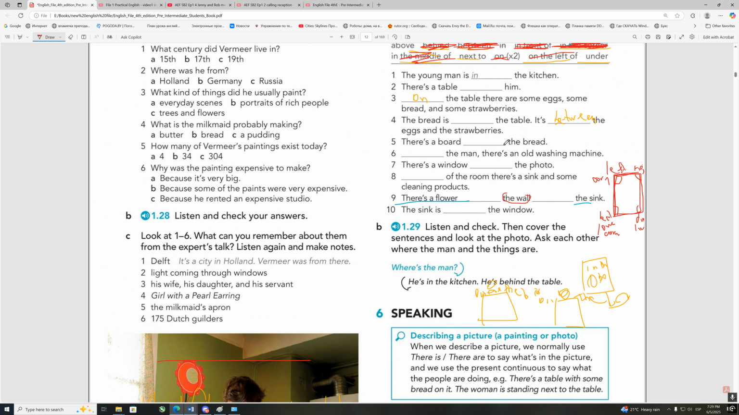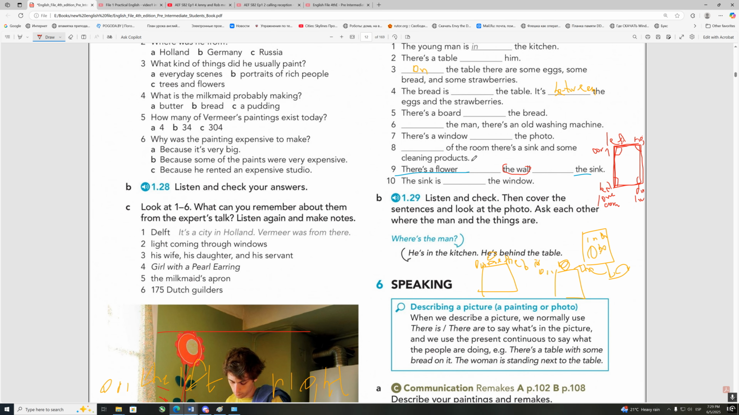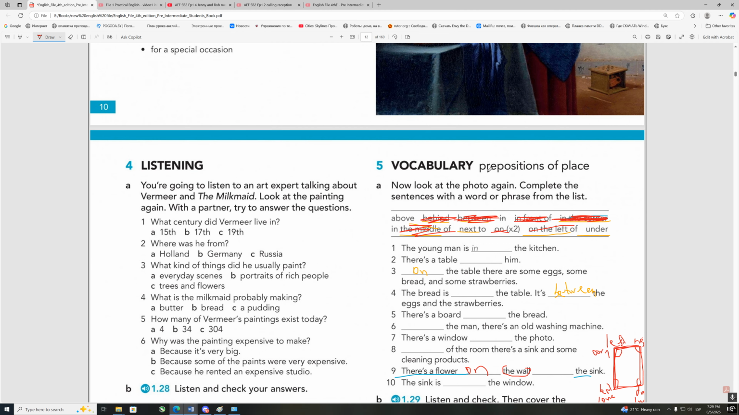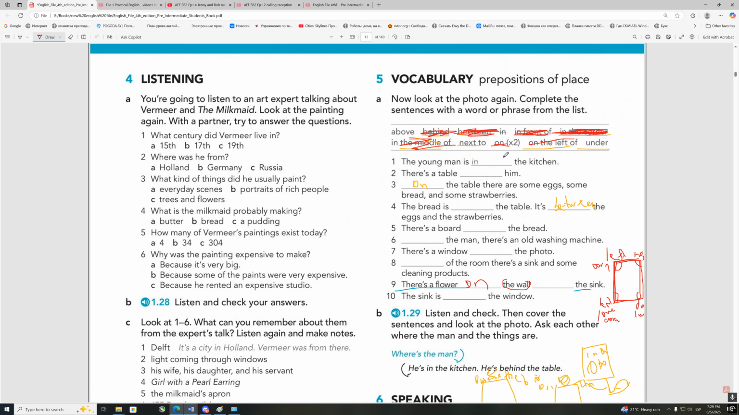No. On the wall. Yeah, there is a flower on the wall. No, it was only one time. No, on the table. There is a table in front of him. The bread is maybe in the table.